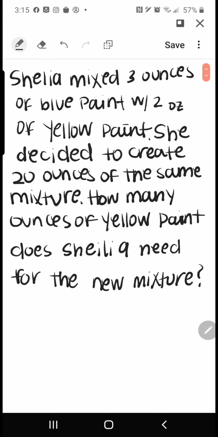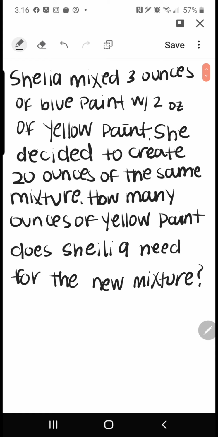So it's important to understand what two things you are comparing, what two quantities, what two components. Again, we're dealing with ratio, so it's always going to involve two units. So here we notice that she's mixing 2 colors. She's mixing blue paint with yellow paint.